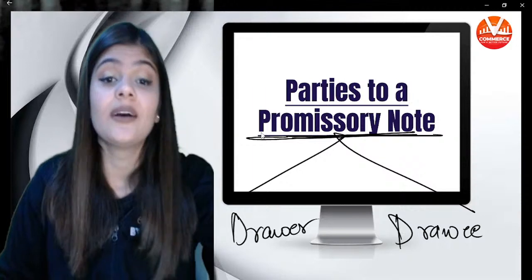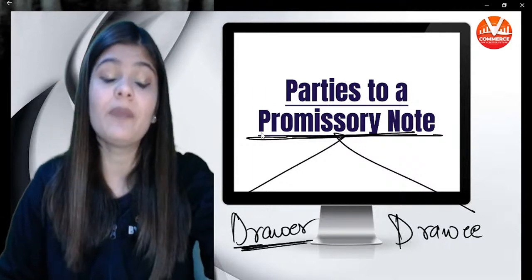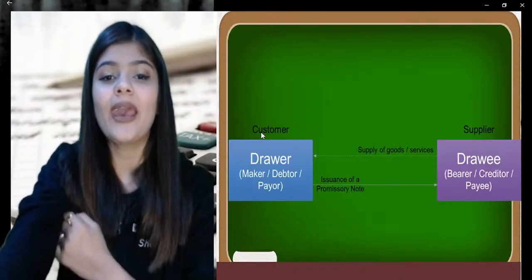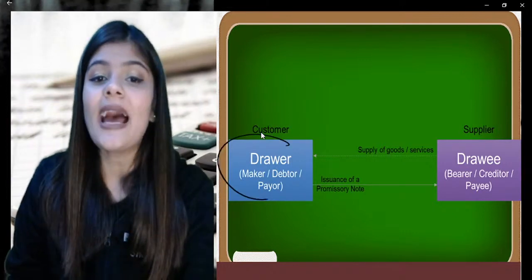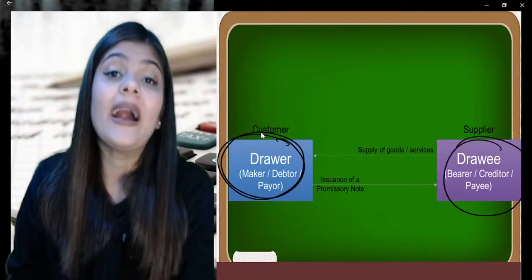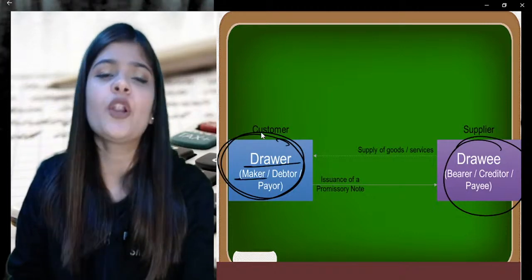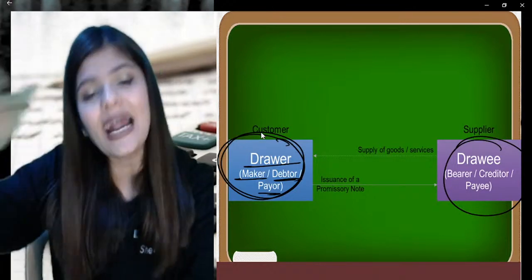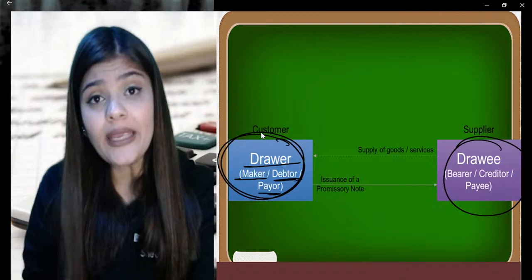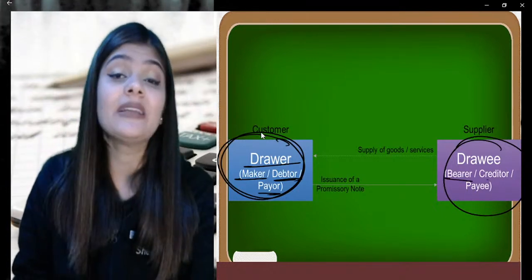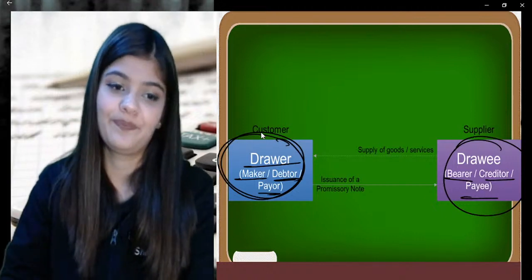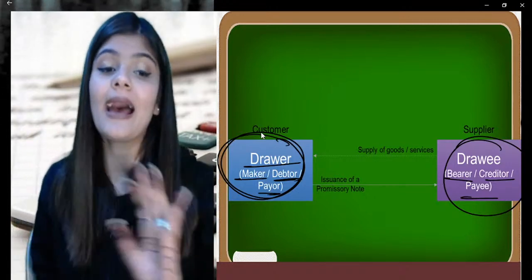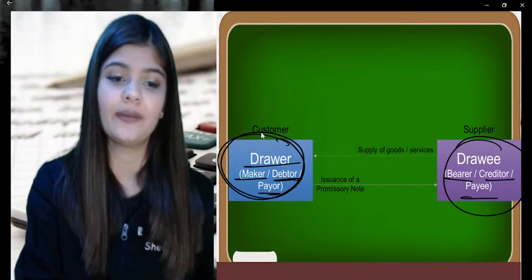And drawer will make the bill, who will be the buyer, and drawee will be the payee. So here you can see drawer and drawee, these are the 2 parties. Drawer will be maker, drawer will be customer, debtor, and he will be payer. Drawer who is promising, that person will pay the money. And drawee will be the holder, will be the seller, will be the payee. So there are only 2 parties. This is very important. There are only 2 parties, drawer and drawee.